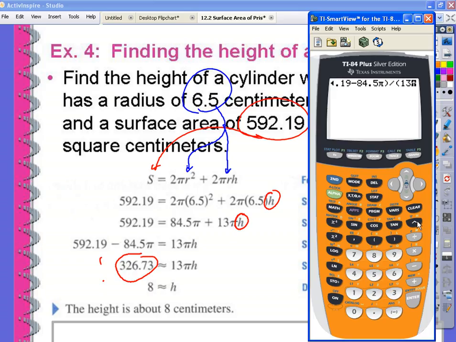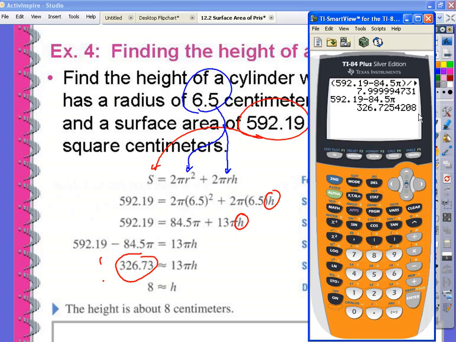The other alternative is, without using parentheses, I could have done this. I'm going to show this to you at the risk of overkill. I could have just said 592.19 minus 84.5 pi. Now I could have hit enter, because on my calculator, if I hit enter, it's keeping that to a huge number of decimal places, so it's as if it didn't even round. Then I want to divide that whole thing, so I can say divided by, and it'll take my previous answer divided by the quantity 13 pi, and notice I get the exact same answer.